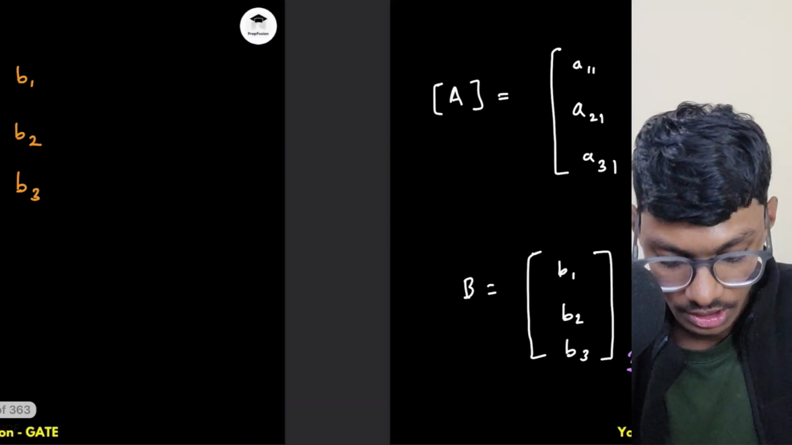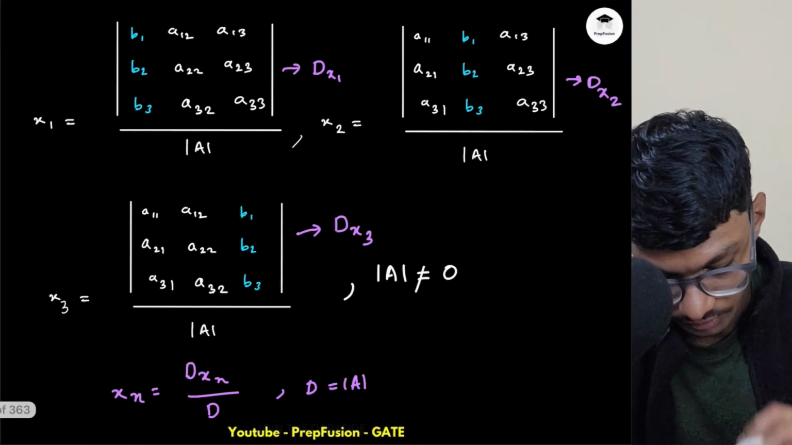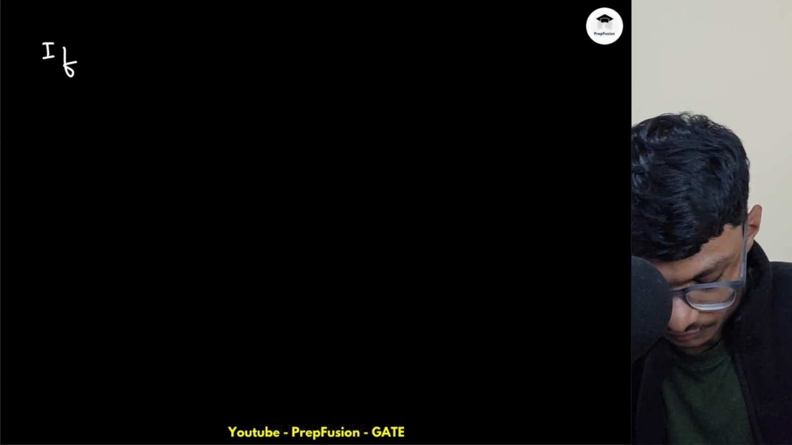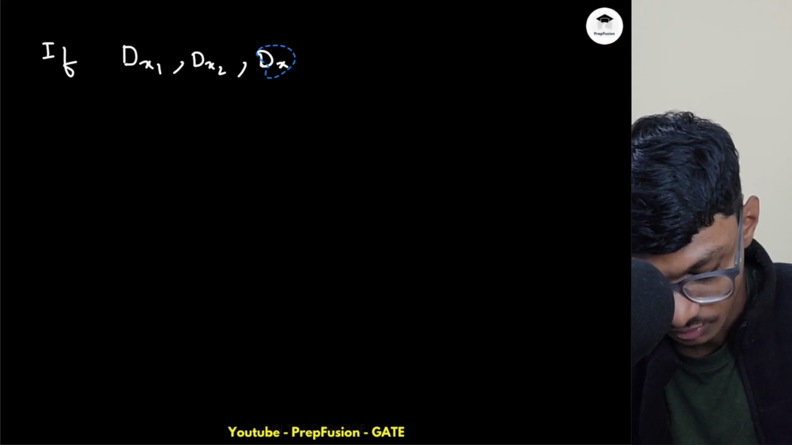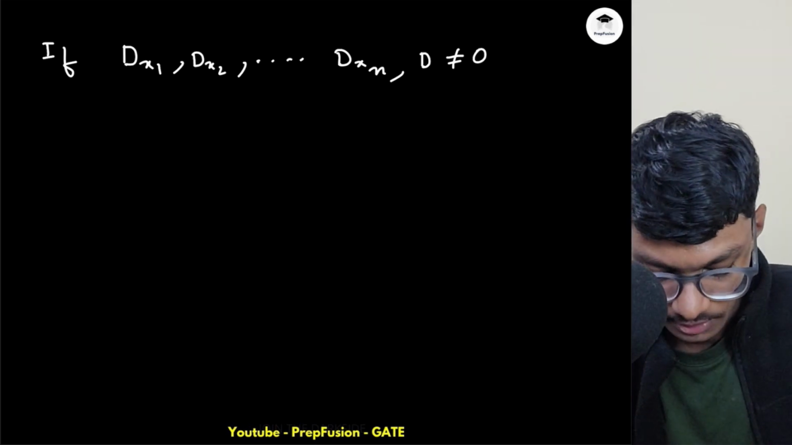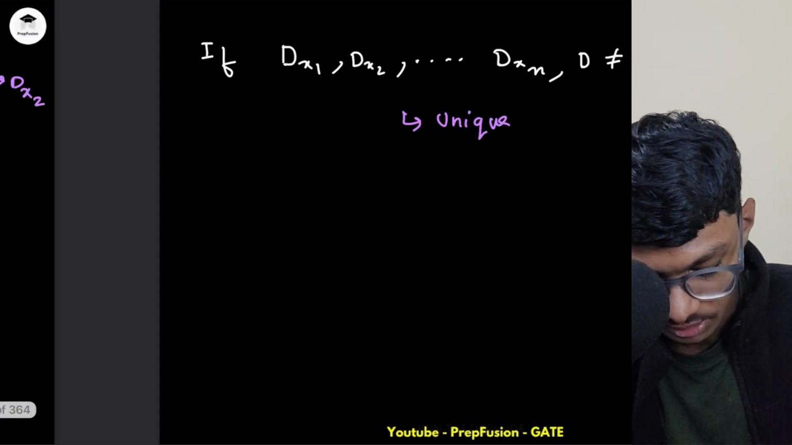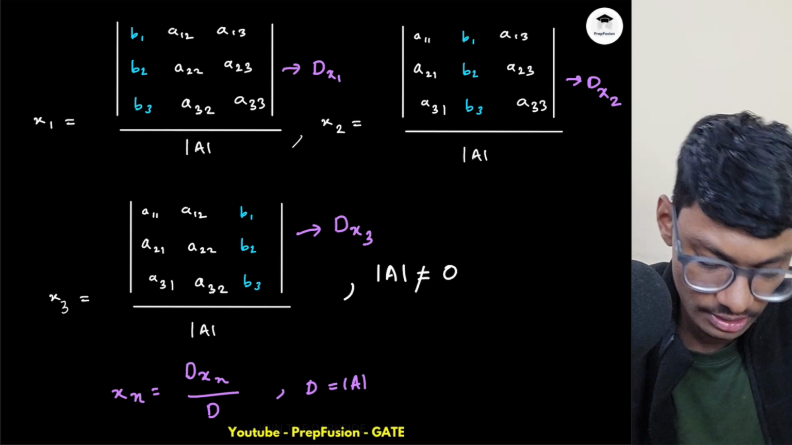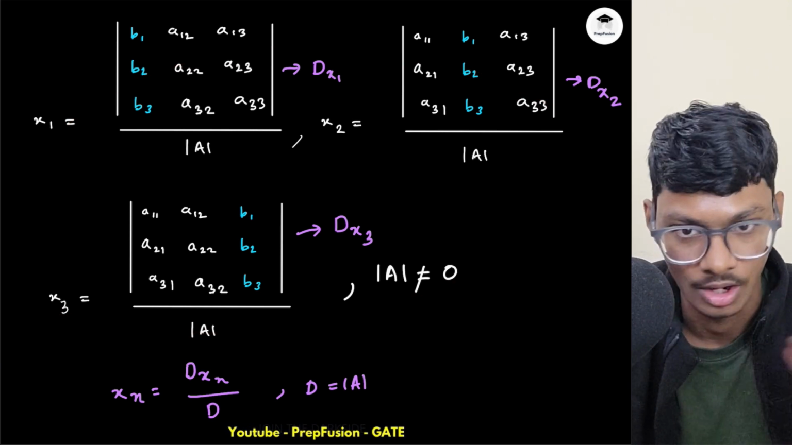Obviously the determinant has to be non-zero. Now, if Dx1, Dx2, and so on until Dxn, we can go until Dxn, and also D is not equal to 0, then we obviously have a unique solution, because all the computations we're doing are valid. So we'll get one unique solution for x1, x2 and x3, or xn, depending on how many unknown variables there are.